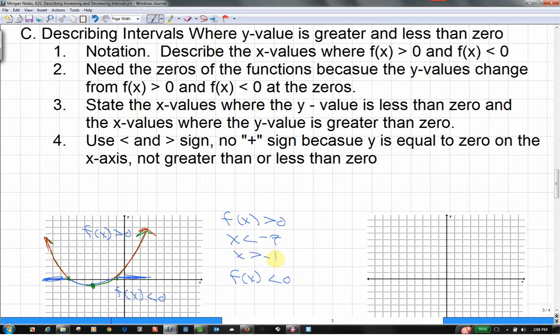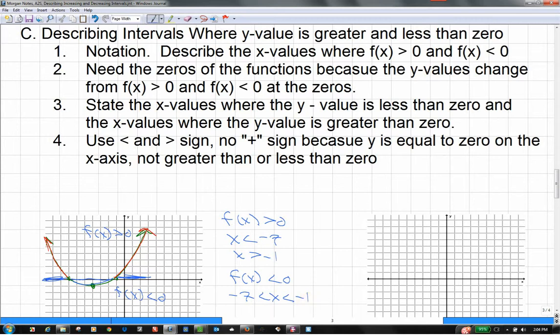Y is less than 0 for the parts in between there. That would be this part in here. All those places are where y drops below that. So I could say that negative 7 is less than x is less than negative 1. Those are the x values that cause y to go below the x-axis.